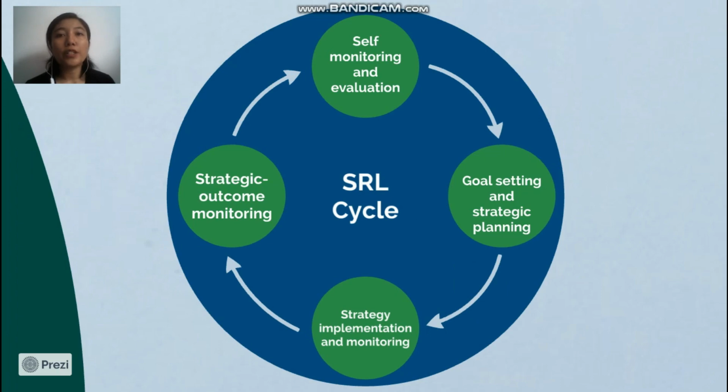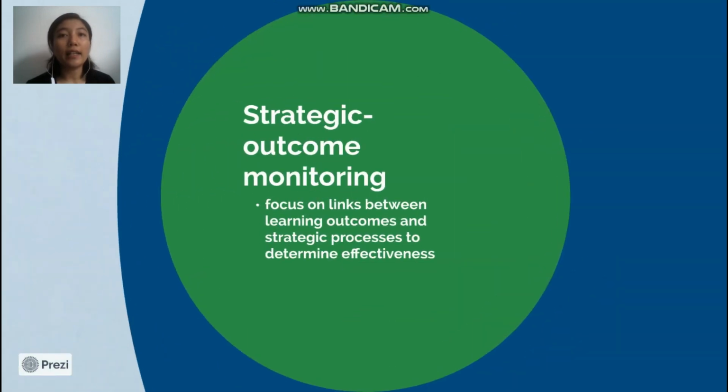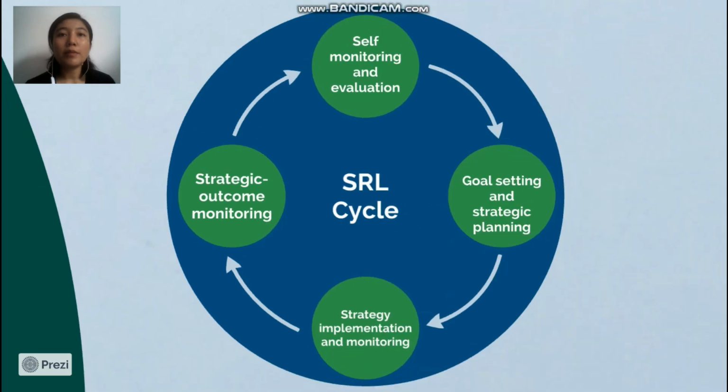And the last step would be strategic outcome monitoring. Here, learners need to focus on links between learning outcomes and strategic processes to determine effectiveness. They will try to evaluate whether the executed strategic processes improve learning outcomes not only in a positive manner, but also in an effective one. And while it seems that there are only 4 steps in improving the 5 essential academic skills, it is important to note that the steps are cyclical. This means the process will go over and over until the most effective strategy is obtained.